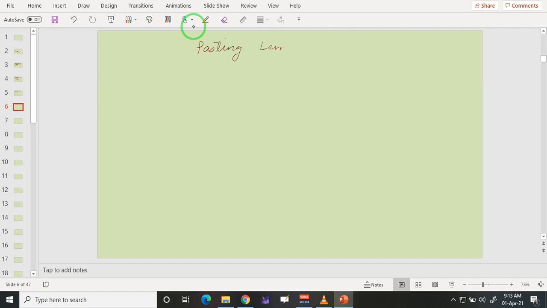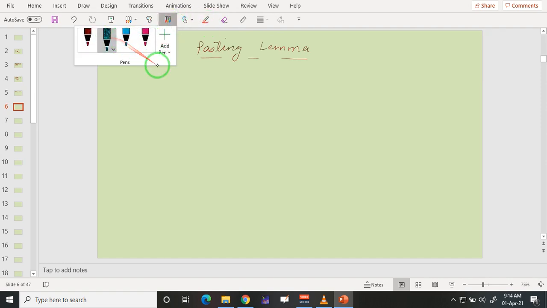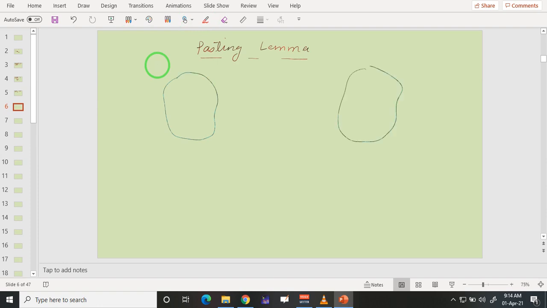Pasting lemma. What it says is, suppose you have a topological space X and another topological space Y. This is Y and this is X. And if you have two closed sets of X such that X is nothing but the union of A and B. So this is A and this is B, and X is the union of A and B.